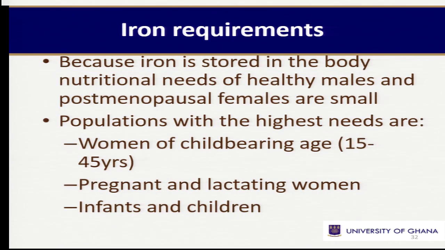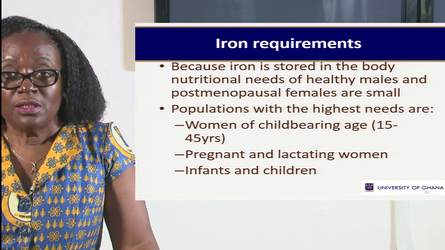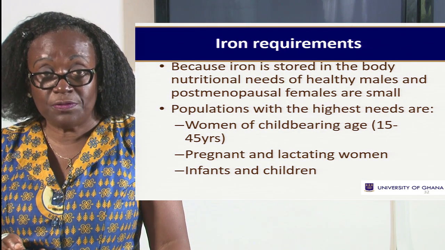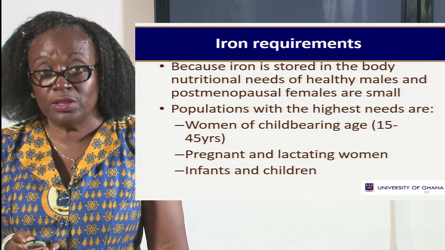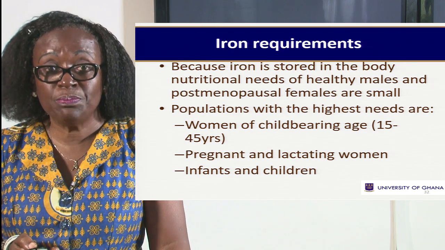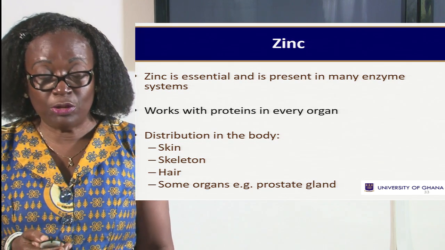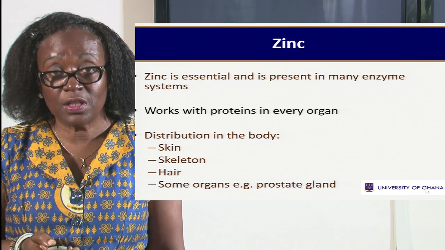When it comes to requirements, the highest needs are for women of childbearing age between 15 to 45, pregnant and lactating women, infants, and children. And as I said earlier on, it is based upon these groups that the World Declaration by WHO came about as nutrients of public health significance.